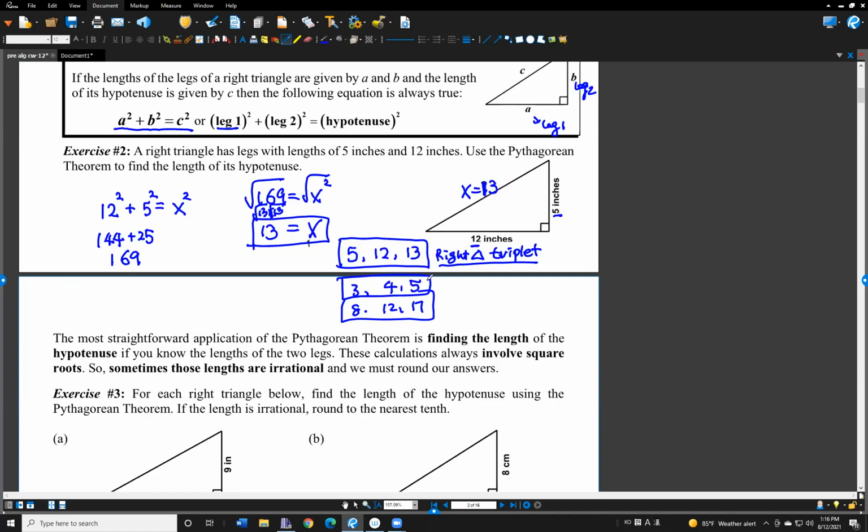Because we know that 3 squared plus 4 squared is equal to 5 squared, right? That is true. 9 plus 16 equals 25. What about over here? 8 squared plus 12 squared equals 17 squared. That is true. 8 squared is 64. 12 squared is 144.